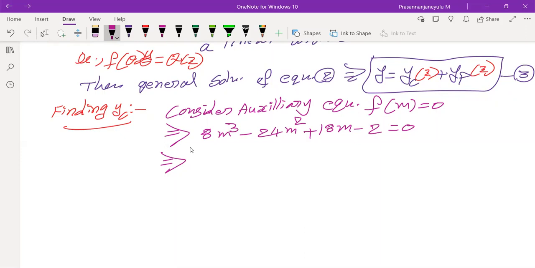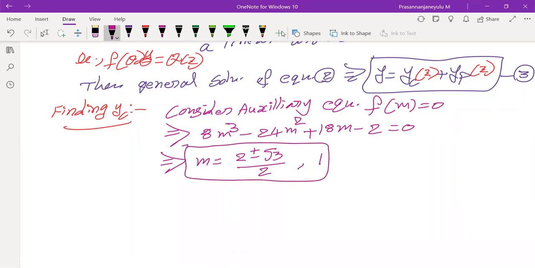Then if we find it, tell me what roots we are going to get. M equals 2 minus root 3 by 2, 2 plus root 3 by 2, that means 2 plus or minus root 3 by 2, and also 1. So in total you got 3 roots. Okay, so this is important. Now I am taking 1 as the first root. Then what is yc going to become?